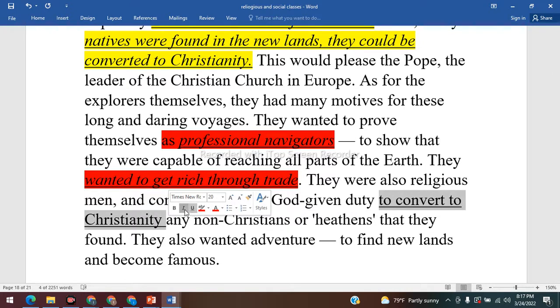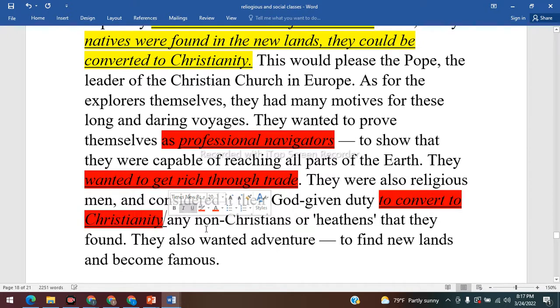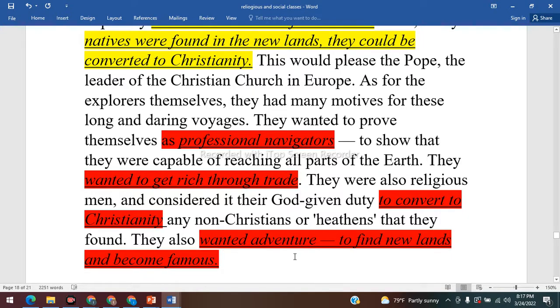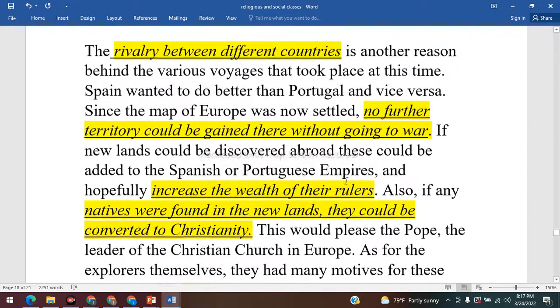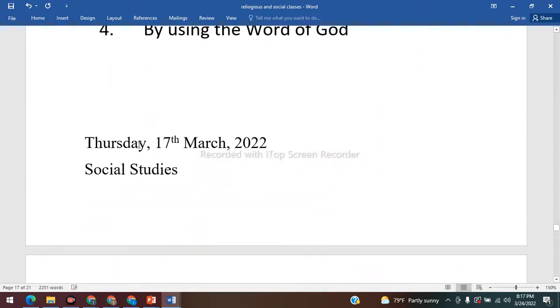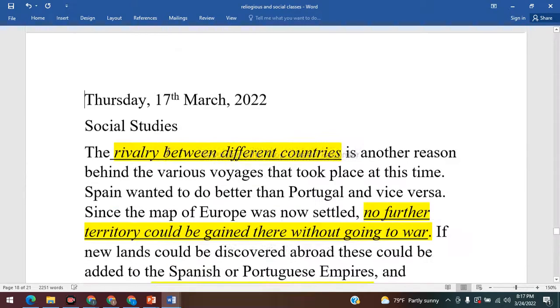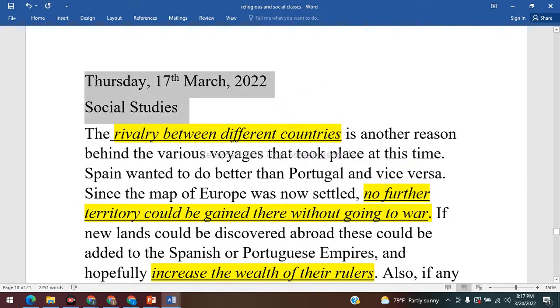And there is a thrill in travel, right? They wanted adventure and they wanted to become famous. So those were the reasons why they decided to go on these voyages. Now, my question to you is, do you think that these are all the motives for why they wanted to travel? Do you think that these are good motives? Why or why not?